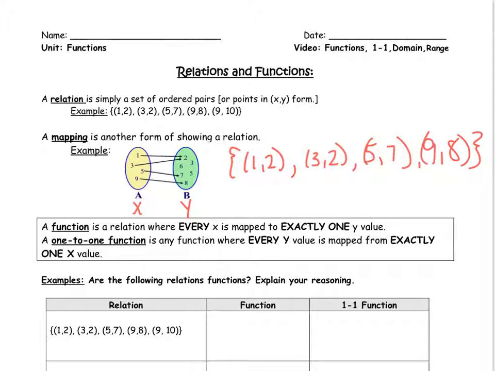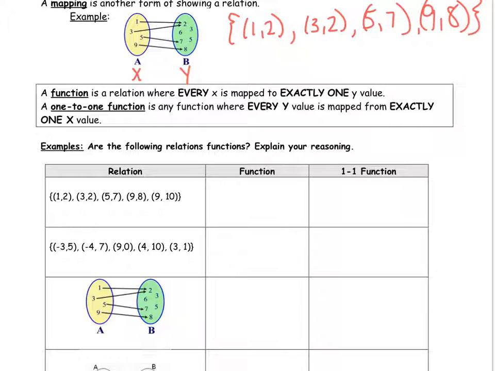Okay, now let's talk about the definition of a function. A function is a relation where every x value is mapped to exactly one y value. So see this mapping here? I actually reproduced it down here so we could tell if it's a function or not. So remember I said everything in set A is considered x and everything in set B is considered y. So does every x value go to one place? So the 1 goes to 2, 3 goes to 2, 5 goes to 7, 9 goes to 8. They all only go to one spot, so yes, this is definitely a function.